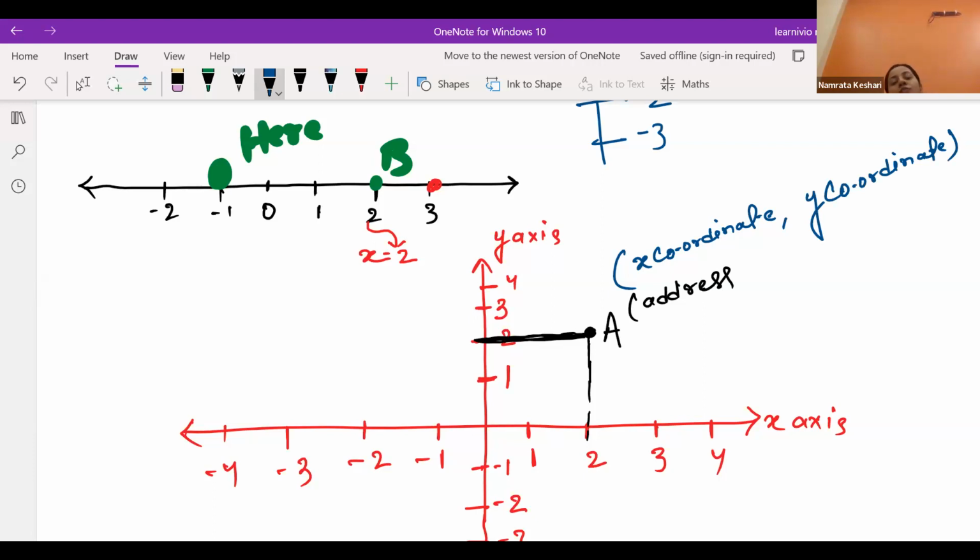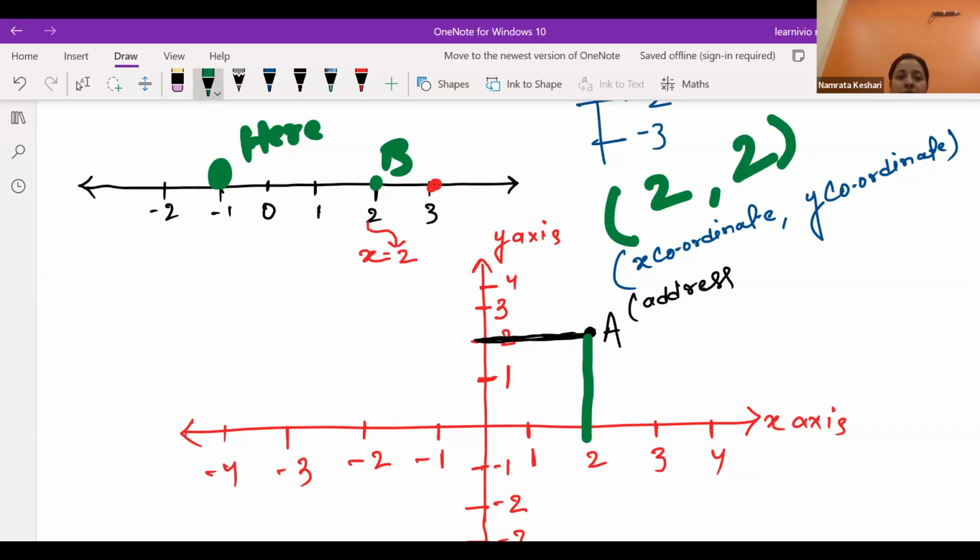Okay, so that's why they are that strict with the format. We will also be following a format over here. While writing the address of A, at first we will write the x coordinate, then we will write the y coordinate. The easiest method is to drop the perpendicular on the x-axis from A. When you drop the perpendicular on the x-axis, you are touching the point 2, right? So the x coordinate is 2. And when you drop the perpendicular on the y-axis, you are touching 2 again, so your y coordinate is also 2. So (2, 2) is the address of point A. Is it clear?